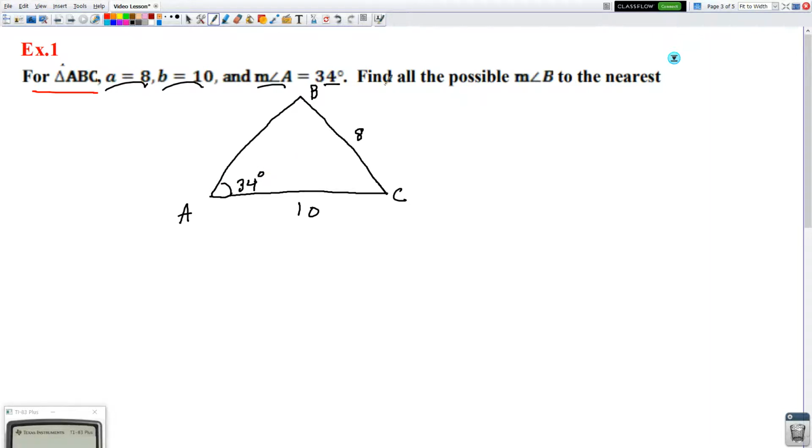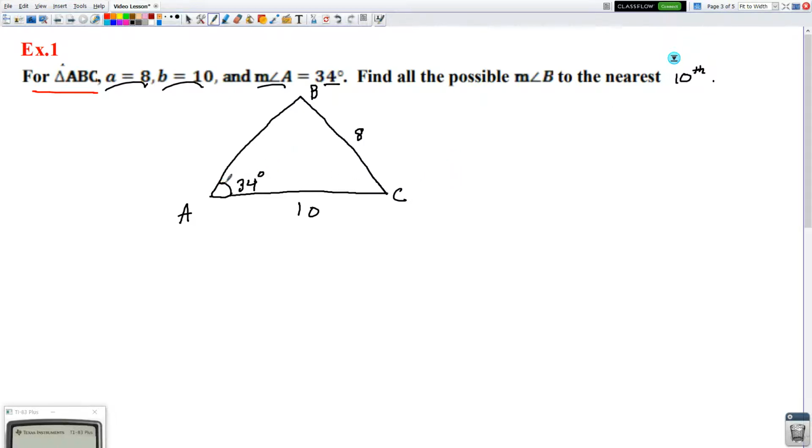Now our objective here is to find all the possible values of angle B to the nearest, I guess it got cut off. So let's say to the nearest tenth. Cool. All right, let's see. What do we have here?